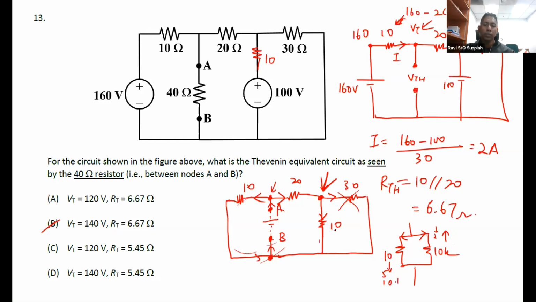But now what I'm saying is there is nothing here. Since there's nothing here, this becomes the path of least resistance with absolutely no resistance. So this becomes the easiest pathway to go back. So I will totally bypass the 30 ohm.